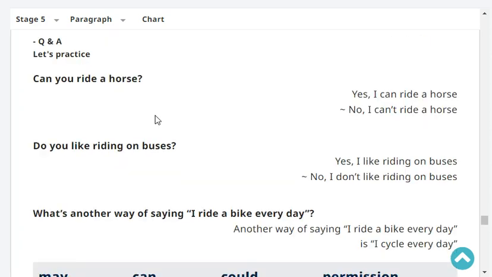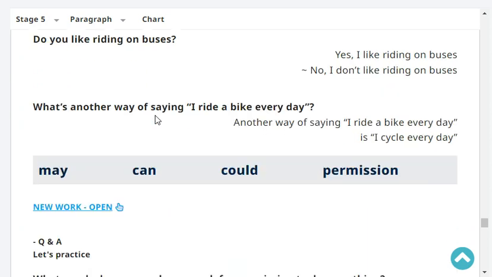Let's practice. Can you ride a horse? Yes or no? No, I can't ride a horse. Very good. Do you like riding on buses? Yes or no? Yes, I like riding on buses.